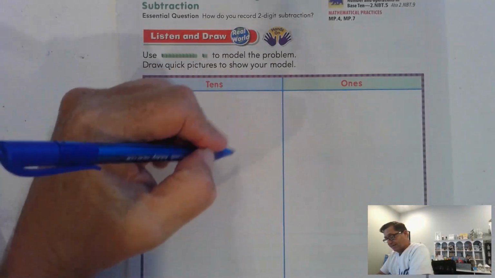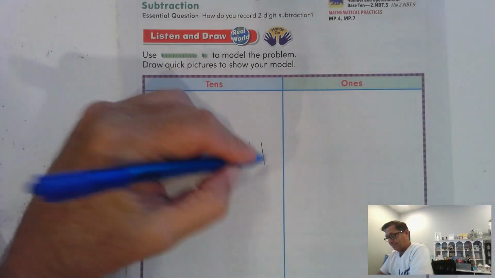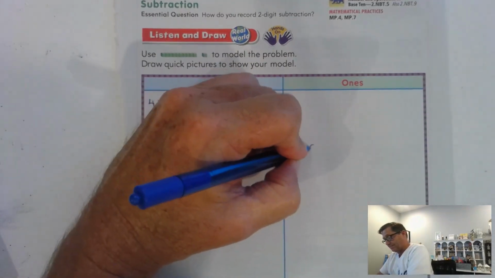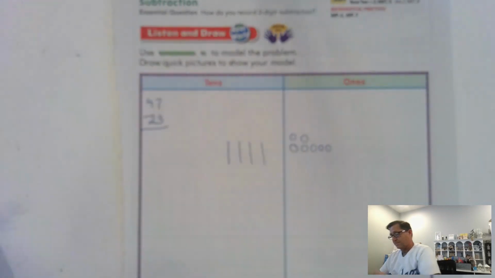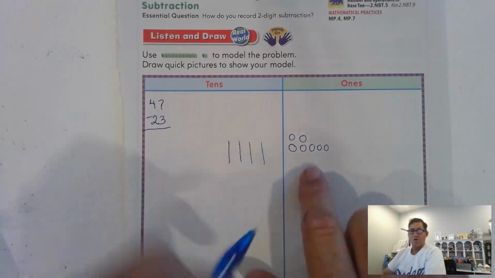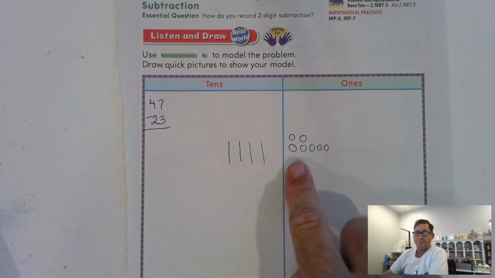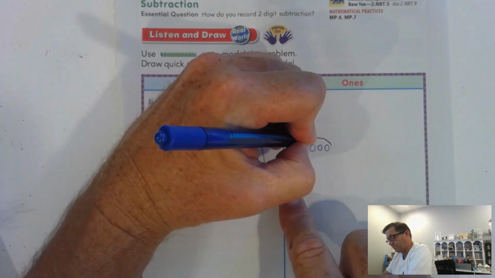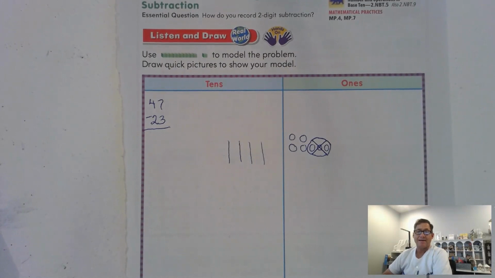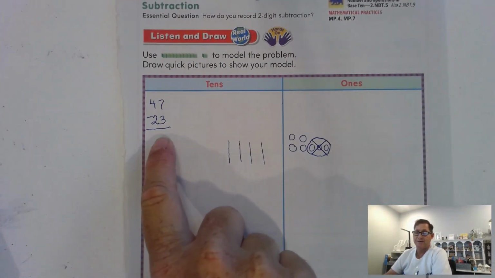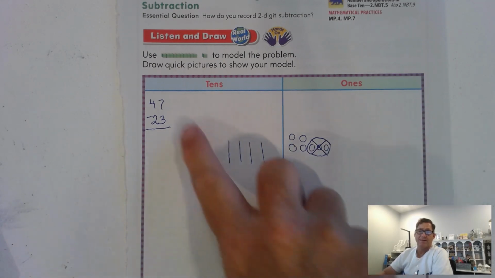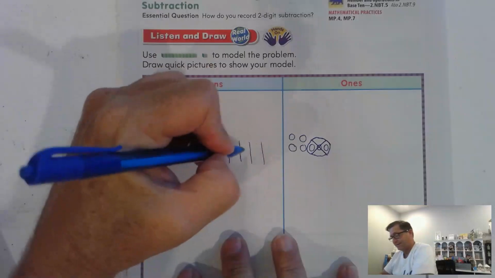So to show 47, I would have four tens, right? 10, 20, 30, 40, and I'd have seven ones. So there's 47, and we're going to take away 23. Well, can I take away 3? Yeah. So we don't need to regroup. So I'm going to take away 3 ones, and I have to take away 2 tens. I have to take away 23. So I've taken away 3 ones from the 7 ones. Can I take 2 tens from 4 tens? Yes.